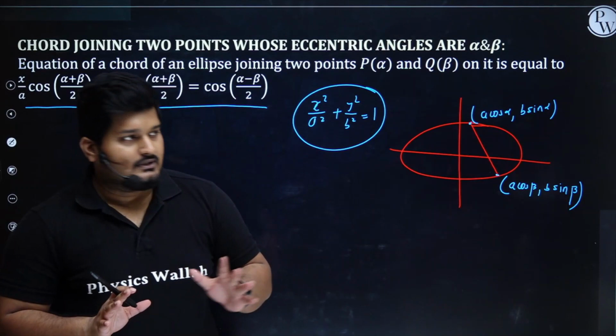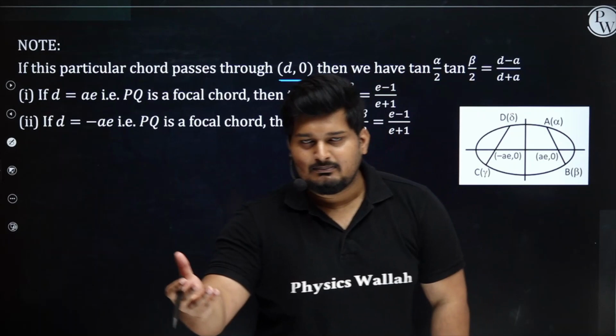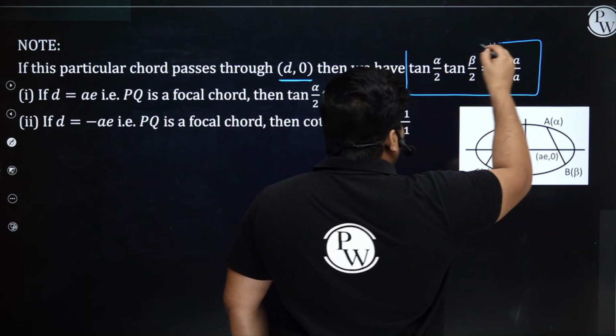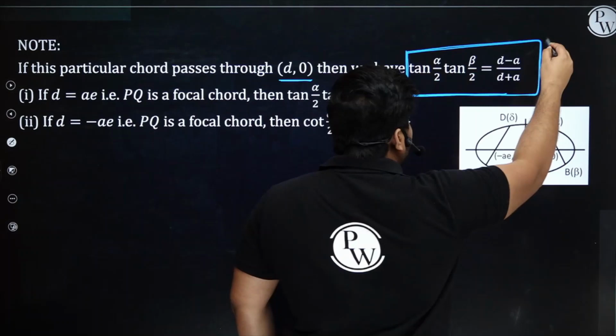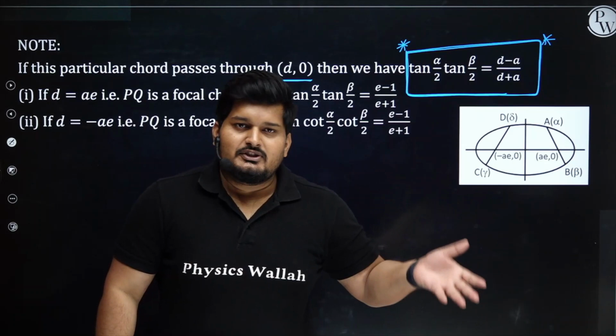If this particular chord passes through d comma 0, let's say any point on the x axis, the major axis, then this is the relation of tan alpha by 2 into tan beta by 2 with that d. And you can remember this because in JEE Main or sometimes JEE Advanced, there has been a problem where tan alpha by 2, tan beta by 2 was given and d was asked, or d was given and something else was asked. So it's better if you remember it, because from here we can derive one more condition.